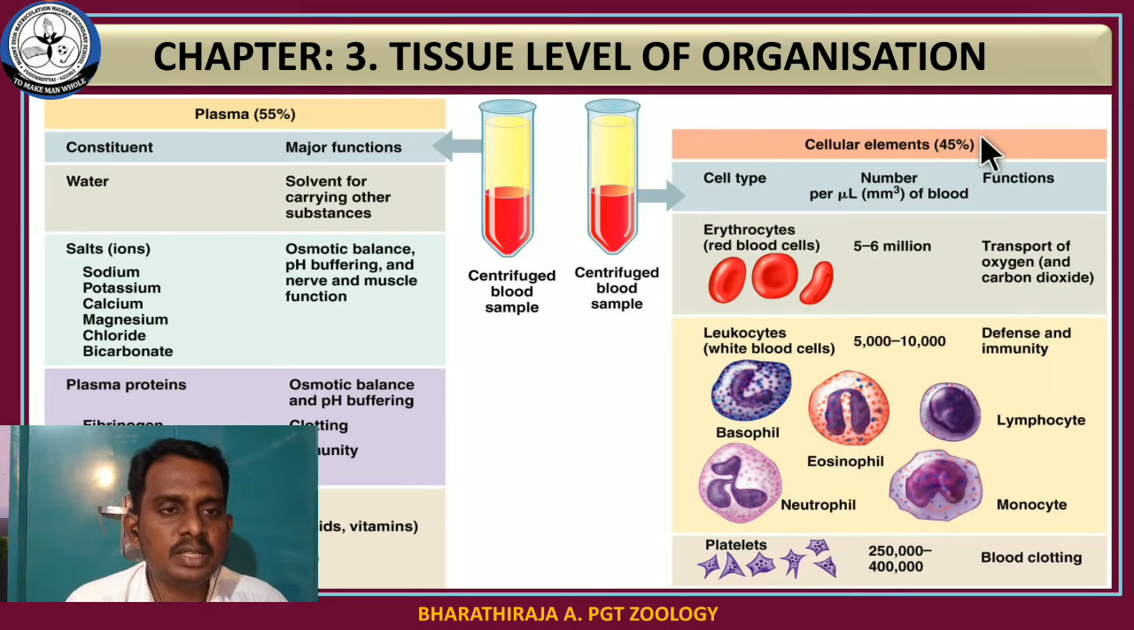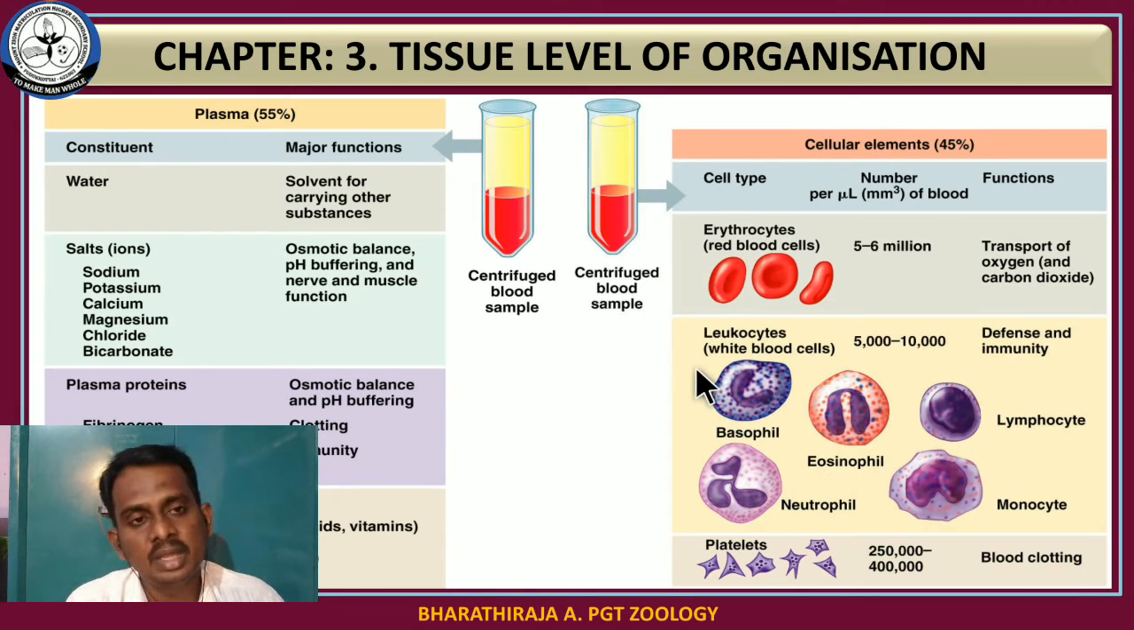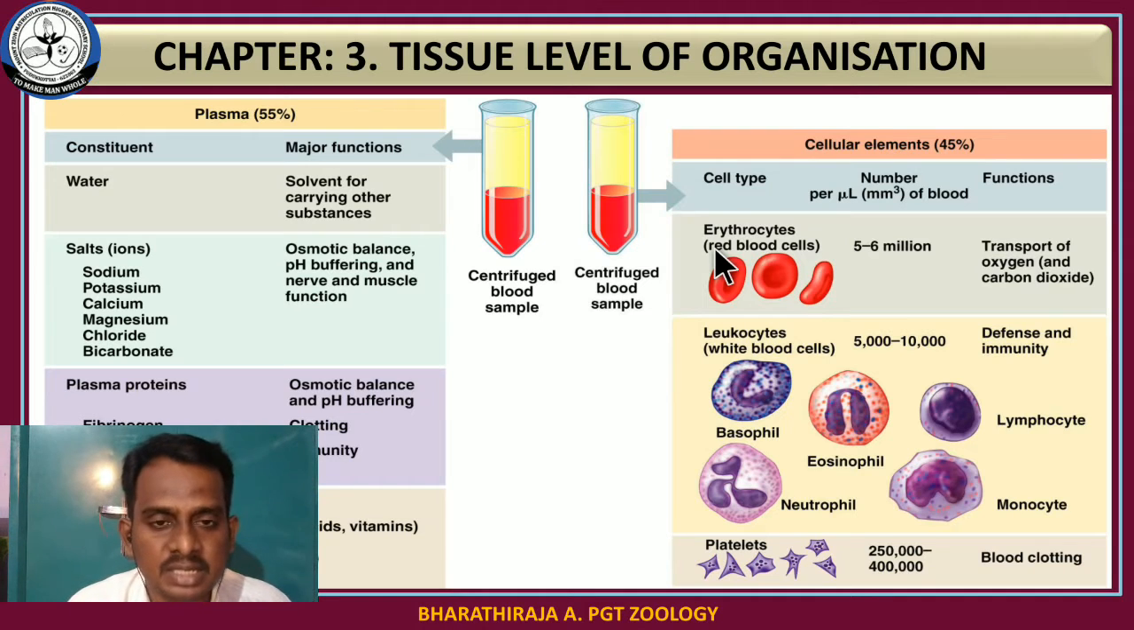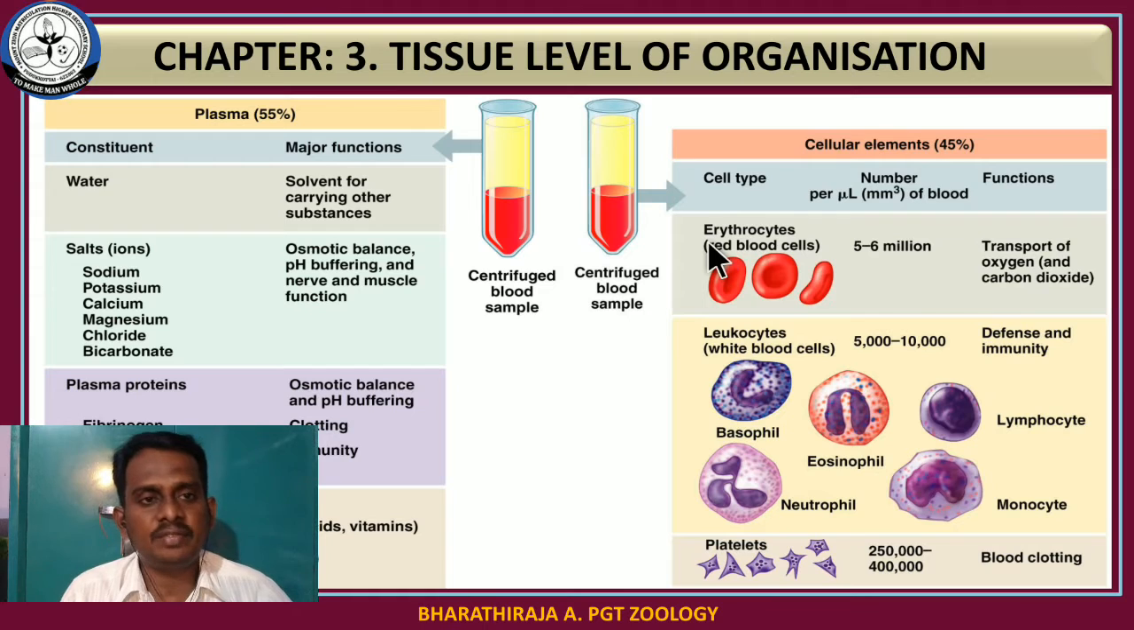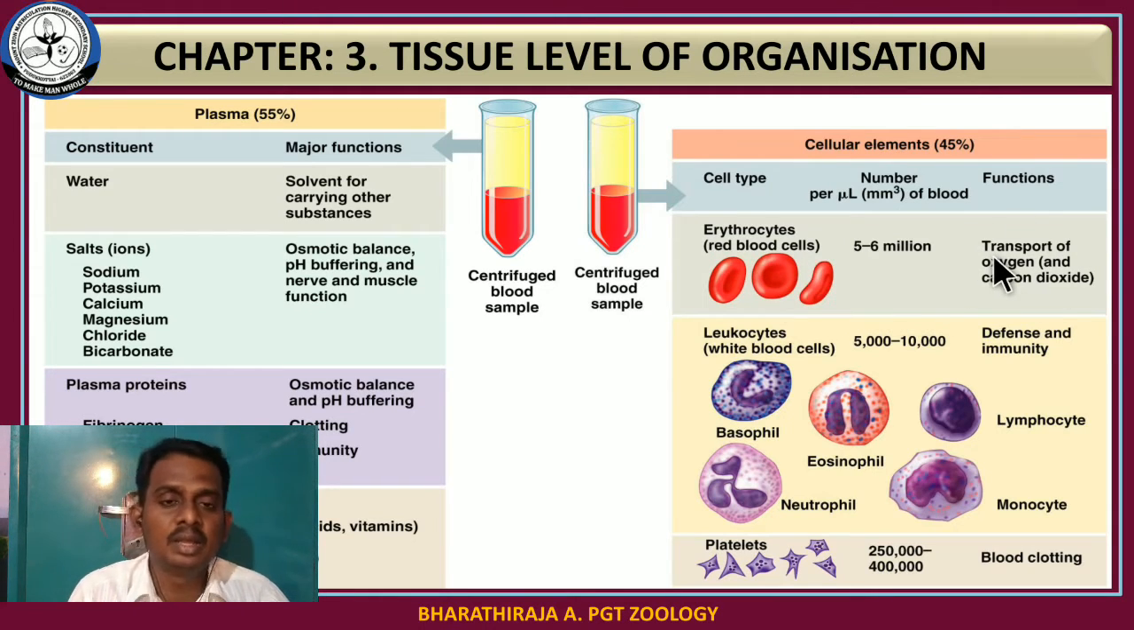Okay, and the next part is: what are the cellular components present in the blood? There are 3 categories of blood cells. One is RBC, otherwise called erythrocytes, the second is WBC, otherwise called leukocytes, and the third is platelets or thrombocytes. Okay, RBC, that means erythrocytes, are red blood cells. Erythro means colored, cyte means cells, so erythrocytes are colored cells. The main function of erythrocytes is transport of oxygen and carbon dioxide to and from the tissues.